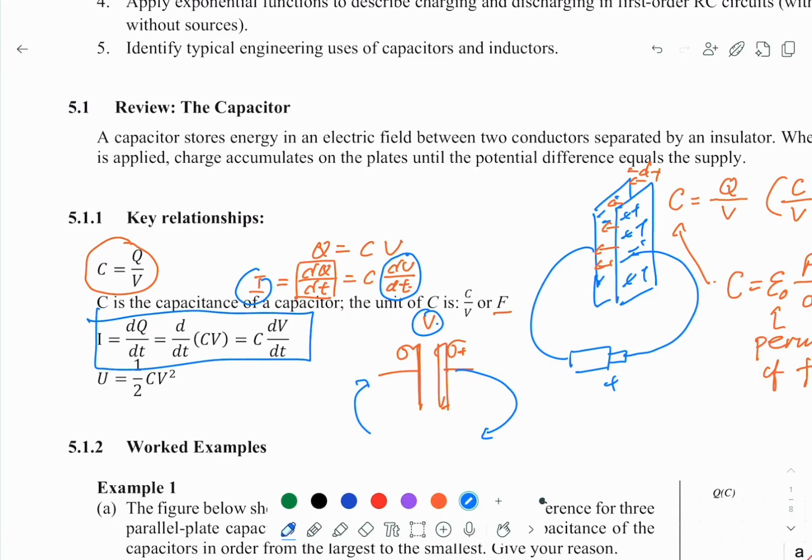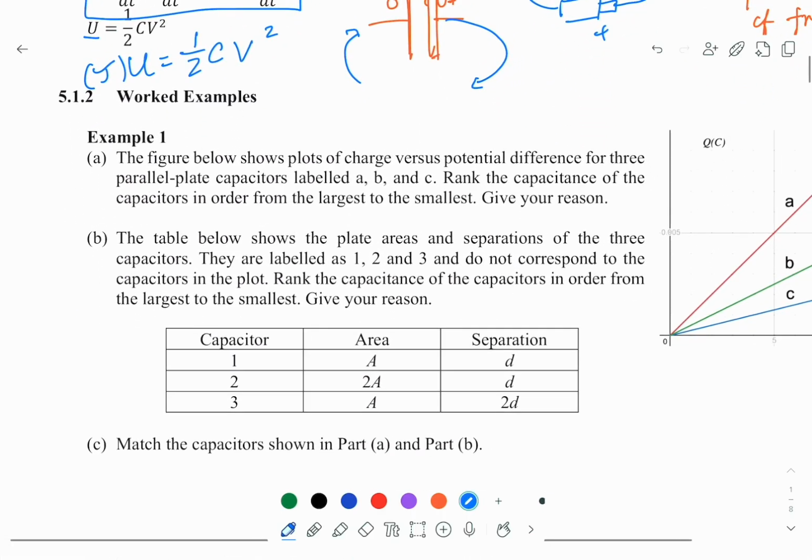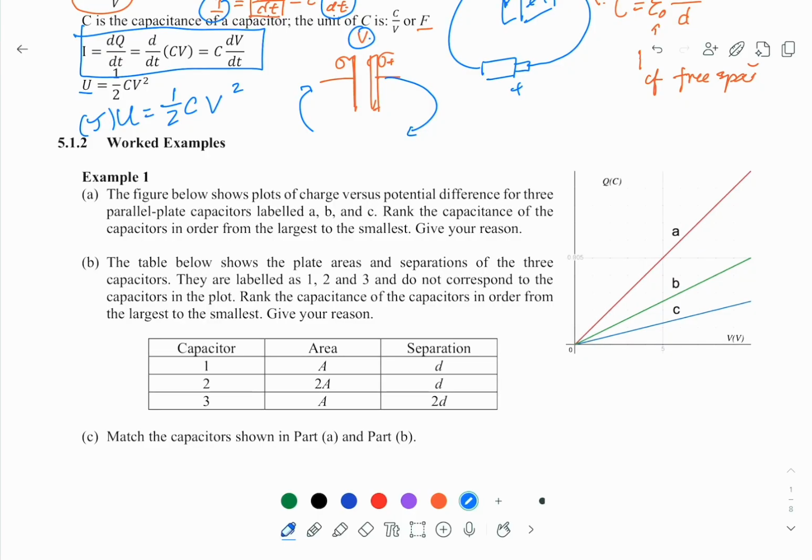The energy stored in a capacitor is found to equal half CV squared. So U equals half CV squared, and the unit for U of course is the Joule, J. Okay, let's see some worked examples.